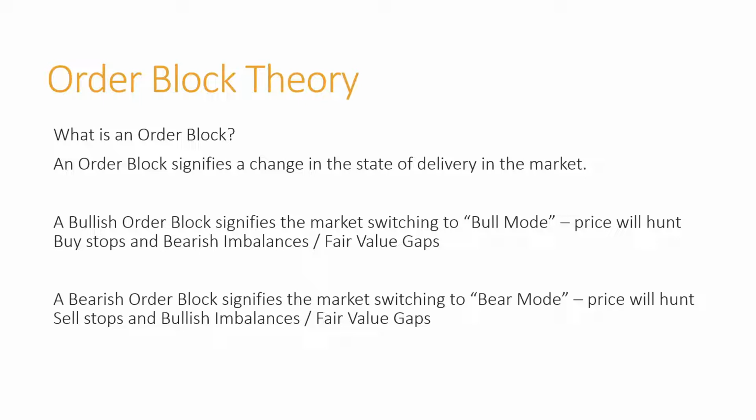And so the way I've interpreted what he taught in this lesson is that a bullish order block signifies the market switching to bull mode. We talked about that at the end of the homework just before. And so price will hunt buy stops and bearish imbalances or fair value gaps. And a bearish order block signifies the market switching to bear mode. So price will hunt sell stops, bullish imbalances, and fair value gaps. And so what does that exactly look like?